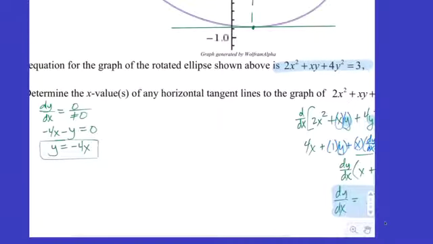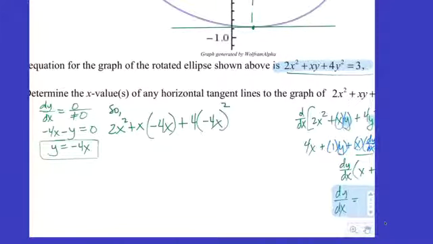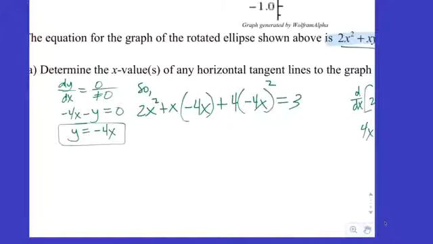So if I plug that into the original equation in the top right there, I get 2x squared plus x times y, which is negative 4x, plus 4y squared, which is negative 4x, quantity squared, and that equals 3. So I plugged this guy right here, on the far left, back into the original equation on the far right. That's the other way to relate x to y. And now you've got it in terms of a single variable.